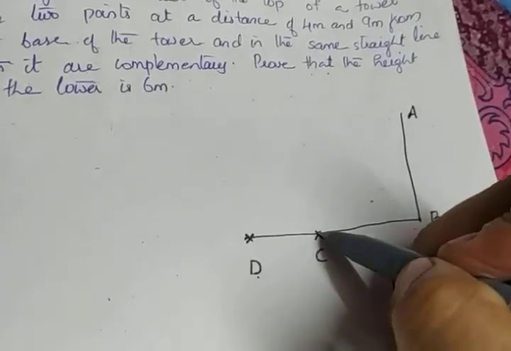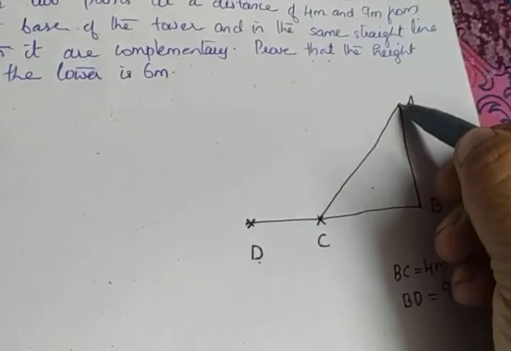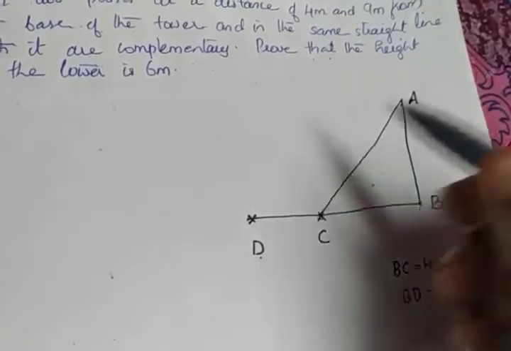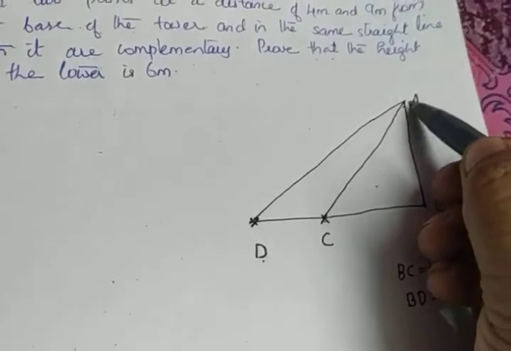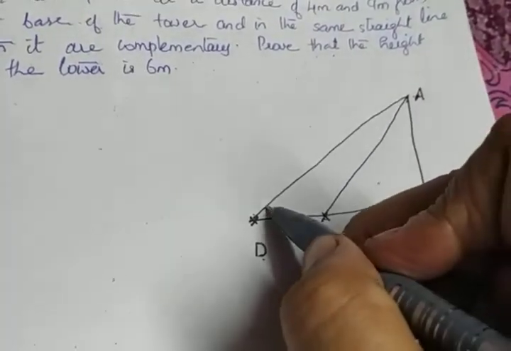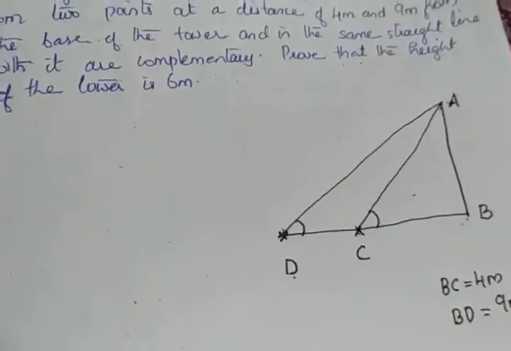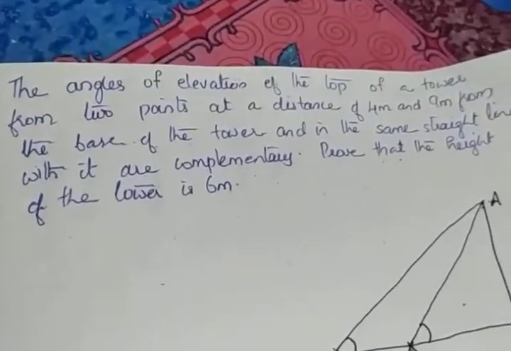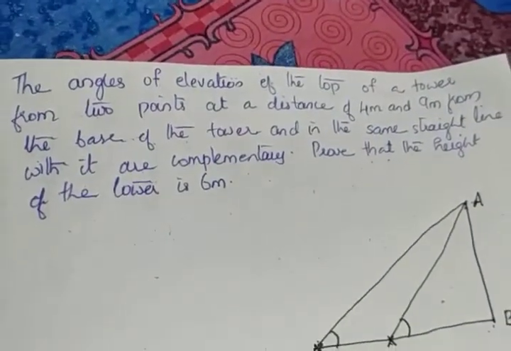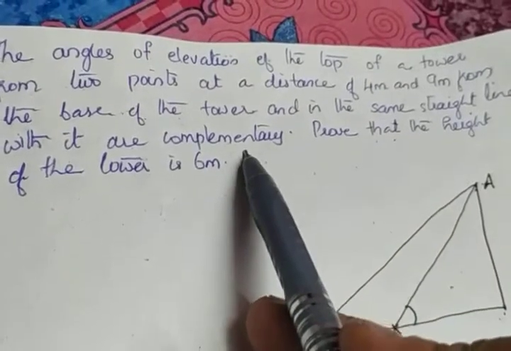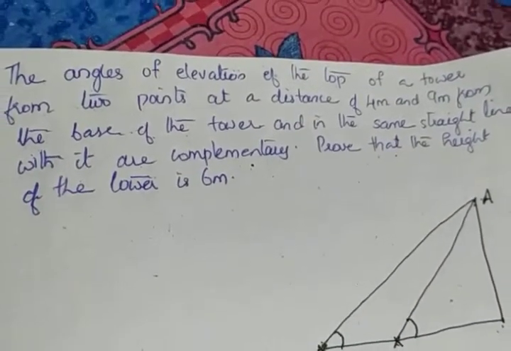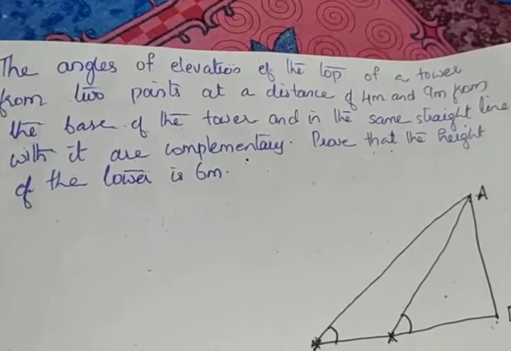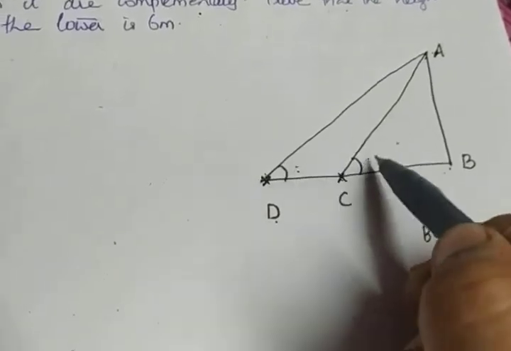From the first point, the angle of elevation will be this angle ACB. And from the second point D, the angle of elevation will be this one, ADB. Okay, and what is given there? Those angles of elevation are not directly given, but it is said that the angles of elevation are complementary. When the sum of 2 angles is 90 degree, we will say that they are complementary angles. So here these 2 angles are given as complementary.